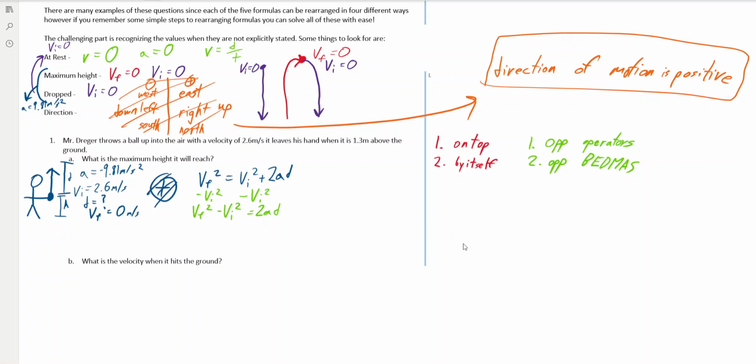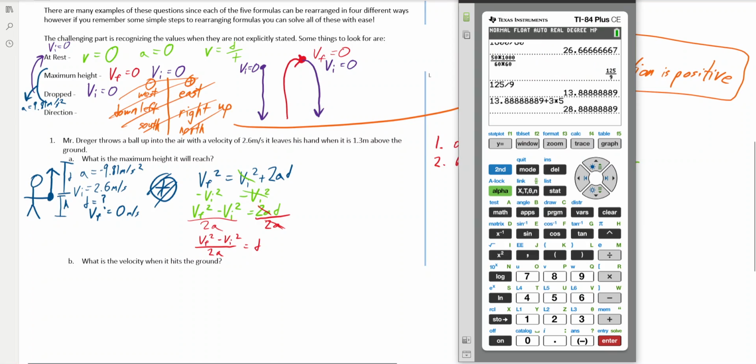So we're going to now divide by 2a to get rid of the 2a, and we're going to do that on both sides of the equation. So we're going to have VF squared minus VI squared over 2a equals D, because those have now canceled. All right, this is wonderful because now we can go ahead and plug it into our calculator.